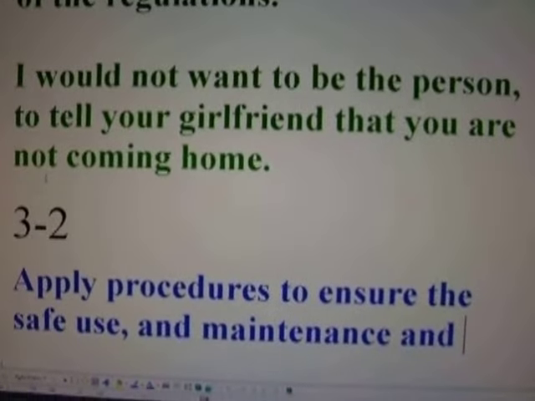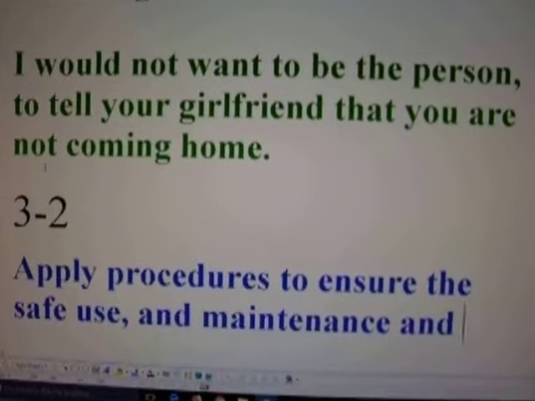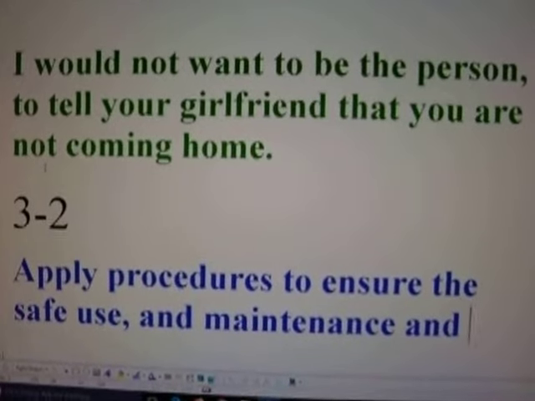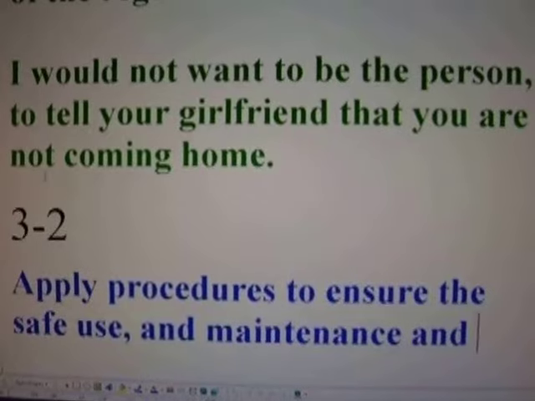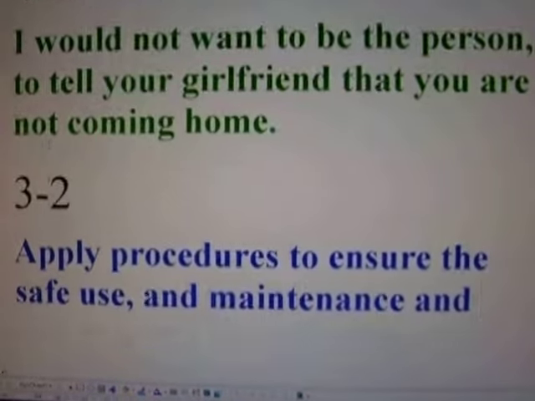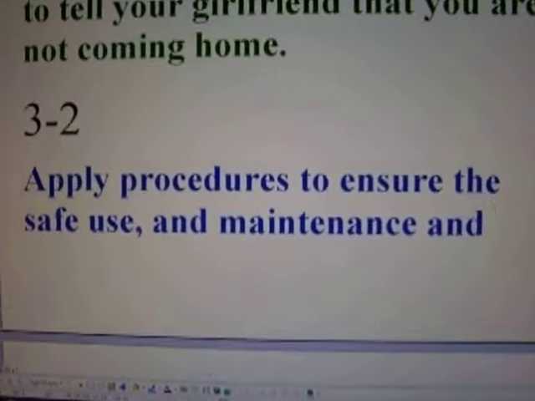Again, here I'm just saying that I would not want to be the person to tell your girlfriend that you are not coming home. Okay. So when you go to work, the main priority is to get you home safely and in one piece. Okay.